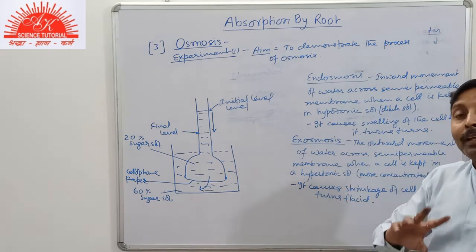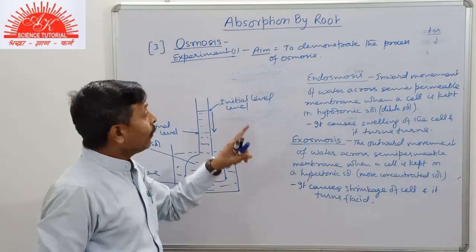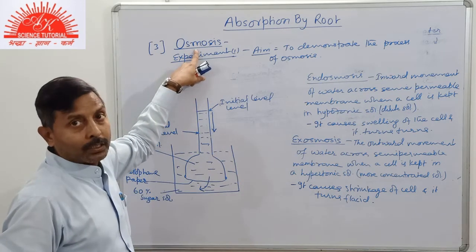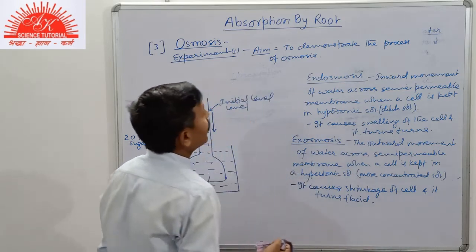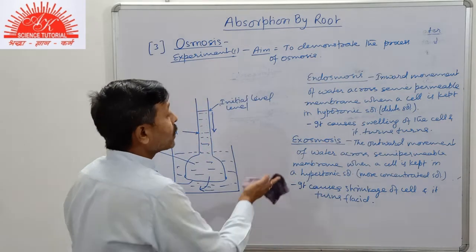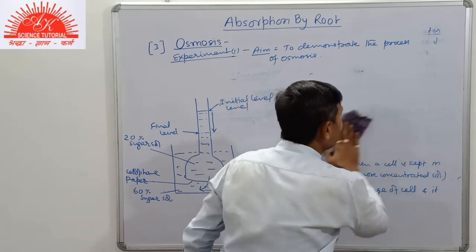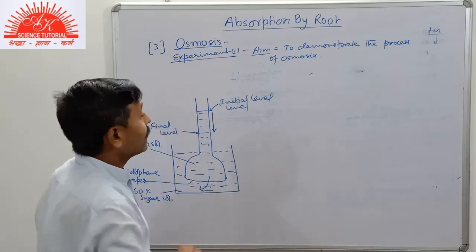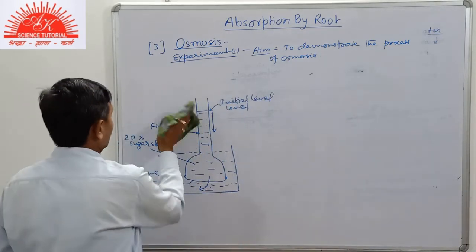But whenever the question is asked related to the diagram, you will not define these two terms, but you will only define osmosis, because the process is osmosis. You need not write endosmosis or exosmosis. Only whenever it is asked, then you can write. Clear, student? So this is about the experiments related to osmosis.